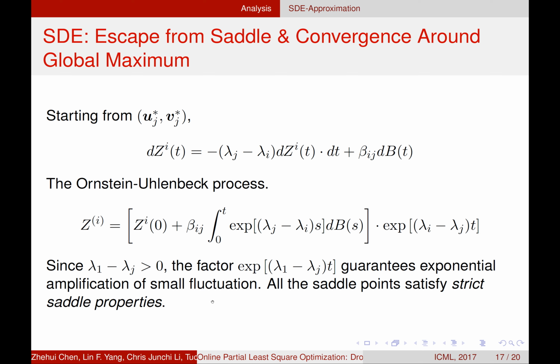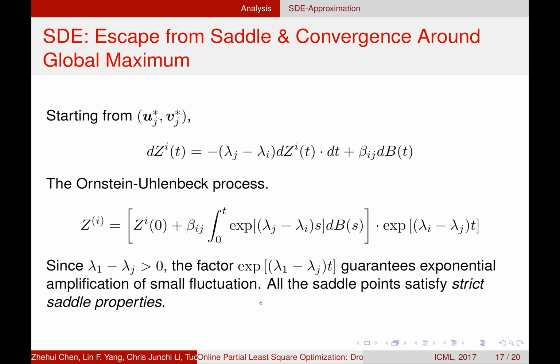And of course, in our new version of the paper, we showed that all the saddle points satisfy the strict saddle property. That is another reason why our algorithm can escape from these saddle points. Okay, and also because of the same equation, we can show that the algorithm's updates will fluctuate around the global maximum once it is there.